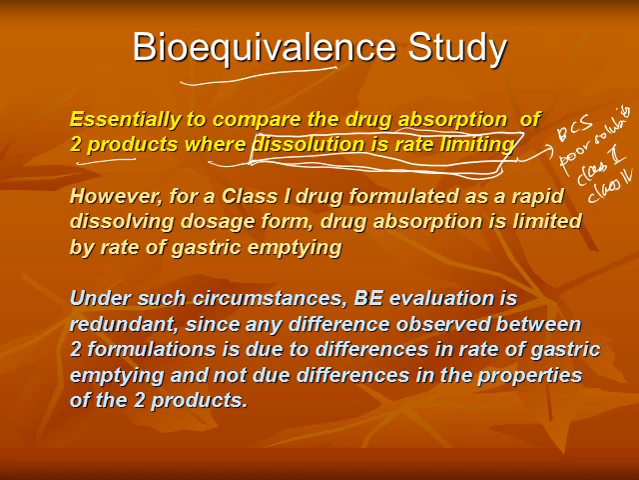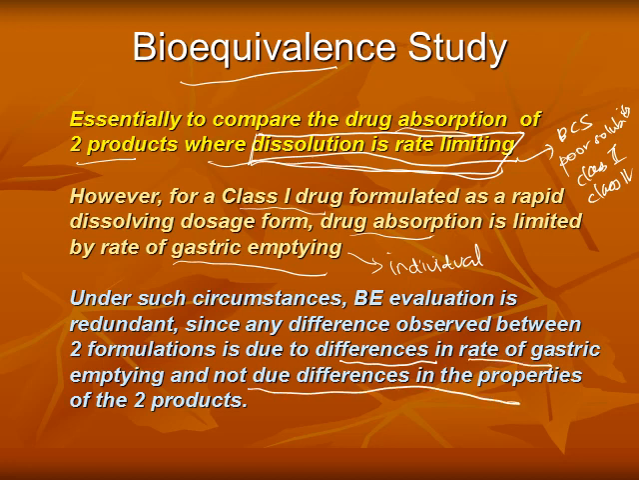However, for class 1 drugs as rapid dissolving dosage forms, drug absorption is limited only by gastric emptying, which is dependent on the individual, not dependent on the manufacturing site. That's why in this case, bioequivalence can be waived. Under such circumstances, bioequivalence evaluation is redundant, since any difference between the two formulations is due to the difference in the rate of gastric emptying and not the difference in property of the two products.